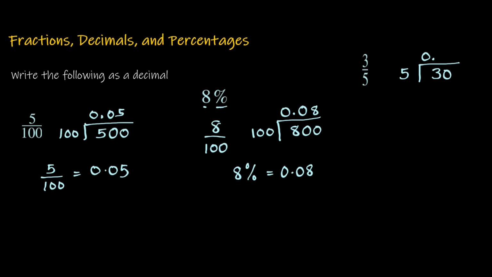6 times 5 gives me 30, so I'm just going to write my 6 on the top. There is no other number to divide by, and I have no other remainder, so I stop. In other words, 3/5 converted to decimal is 0.6.